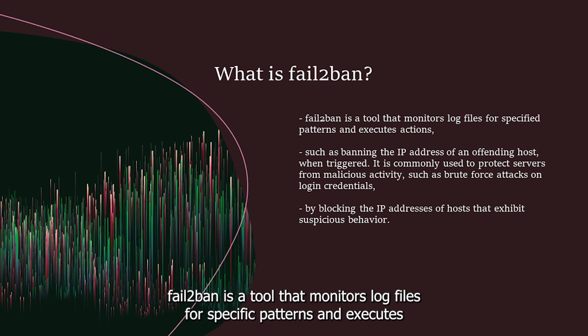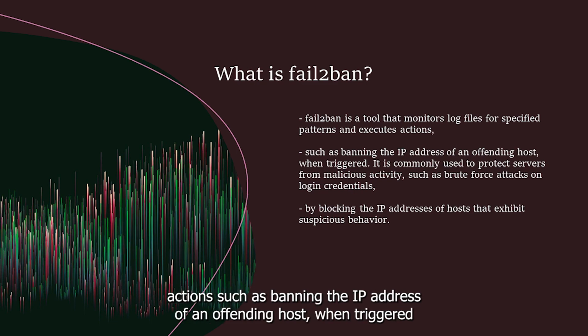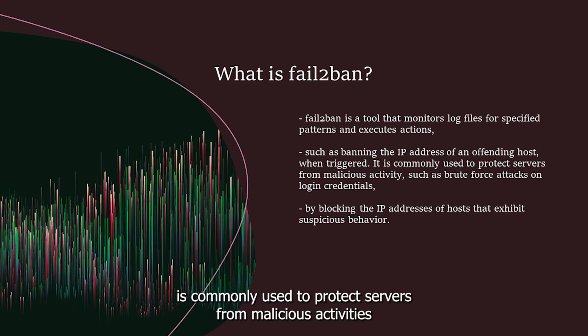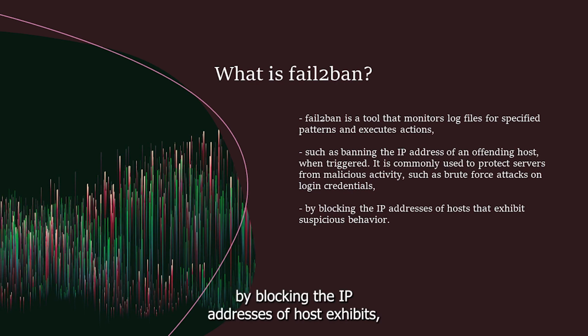fail2ban is a tool that monitors log files for specific patterns and executes actions such as banning the IP address of an offending host when triggered. It is commonly used to protect servers from malicious activities such as brute force attacks on login credentials by blocking the IP addresses of hosts that exhibit suspicious behavior.